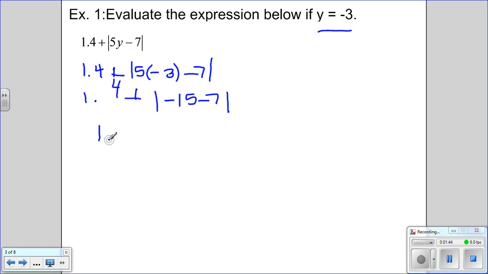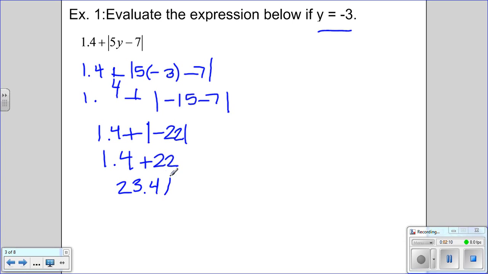So again, 1.4 plus, and negative 15 minus 7 is negative 22, so we've got the absolute value of negative 22. We know that that's positive 22, so now I'm going to take 1.4 plus 22, and my answer is 23.4. So the thing you need to remember is always simplify the inside of your absolute value bars first. Once you get down to that number, then you can take the absolute value.